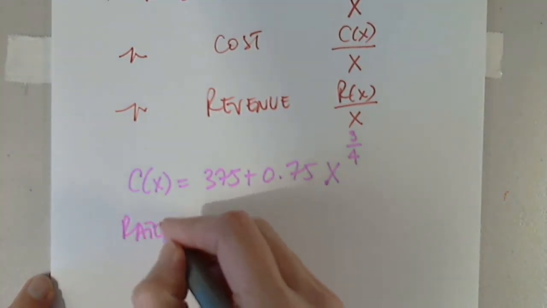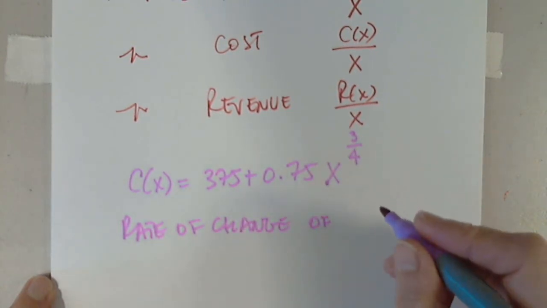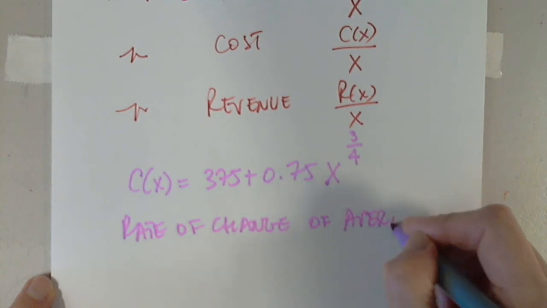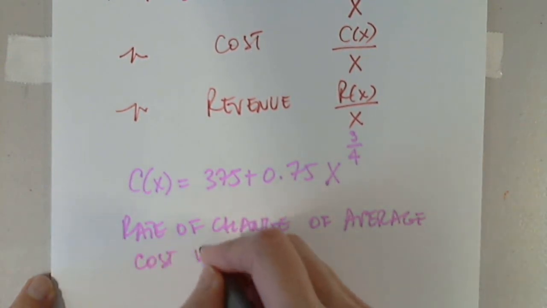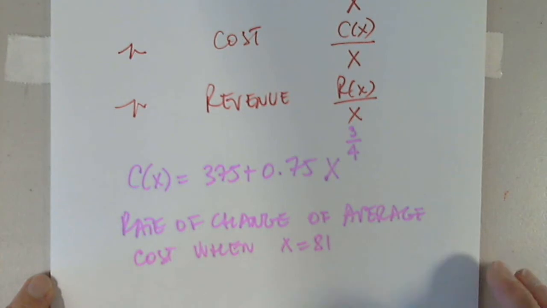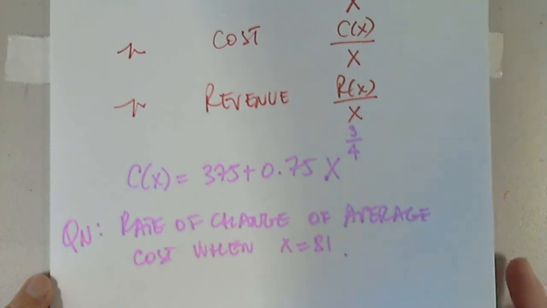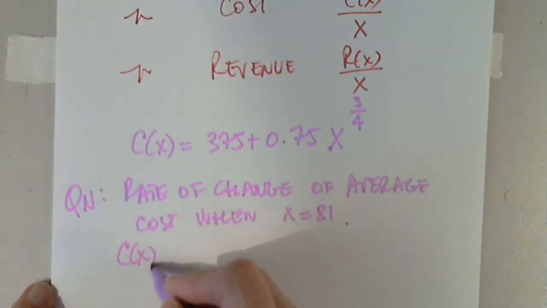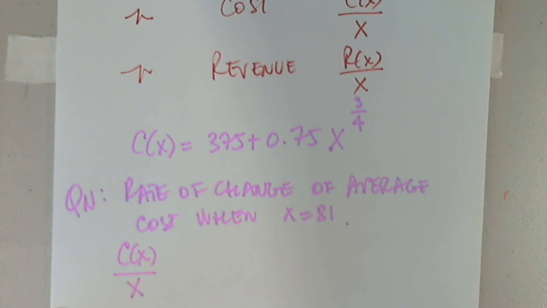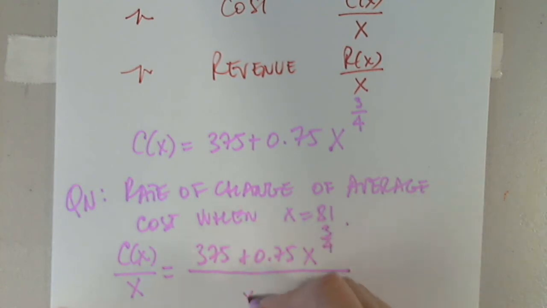So the rate of change of average cost when x equals 81. That's the question. So first we have to write the average cost. The average cost is this, and I would like to simplify it as much as possible. So this is 375 plus 0.75 x to 3 over 4 divided by x.